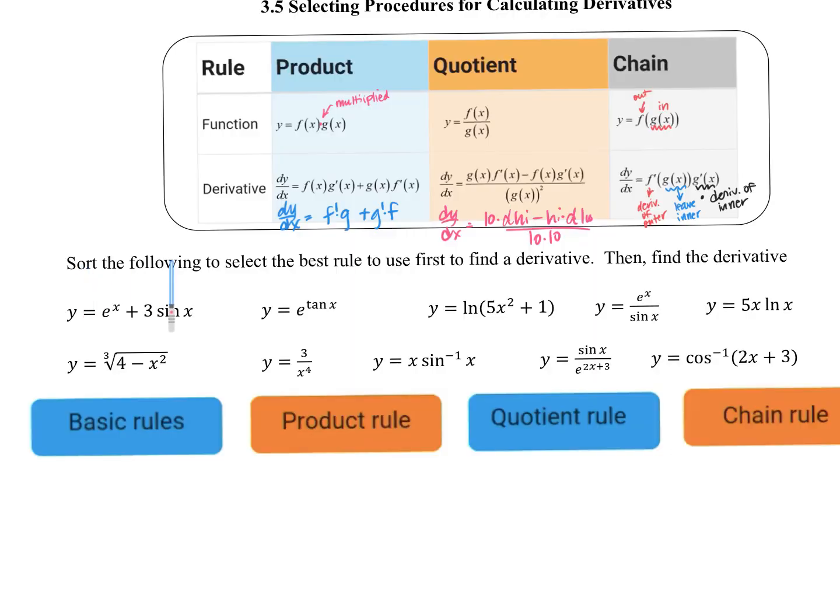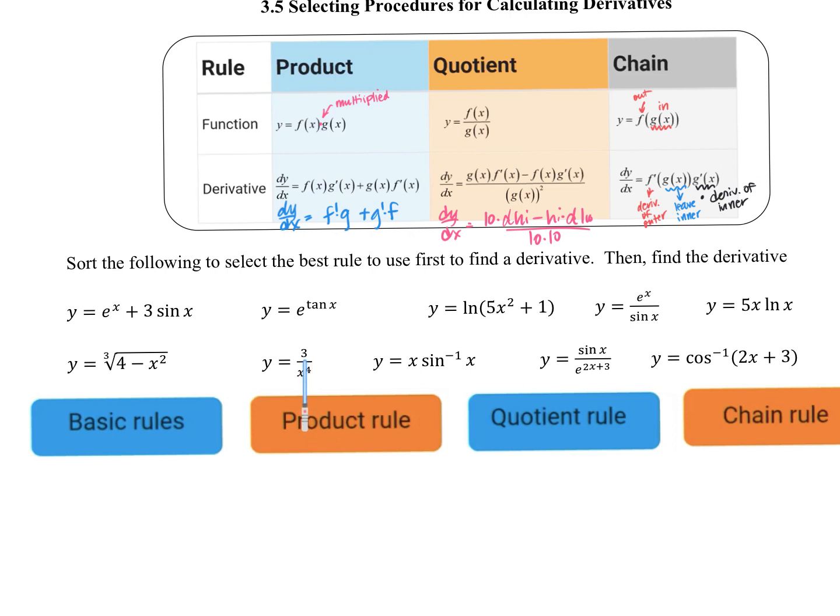It says sort the following. I gave you 9 different equations. Let's sort them. Which do we think needs to use which rule? Let's go with, you guys tell me. We don't have to go in order. Anyone have any idea what any of these 9 might require using? What's that one going to require?